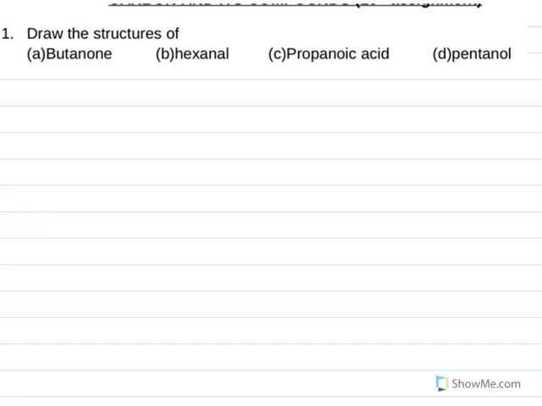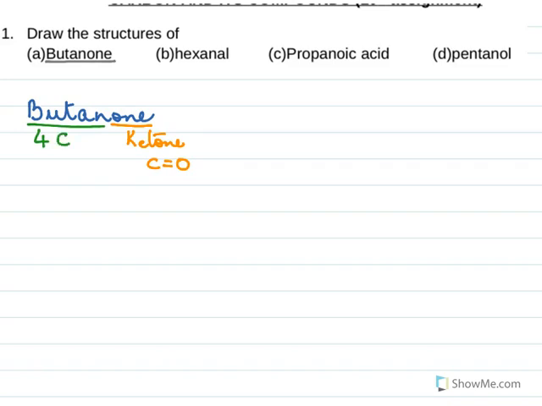Draw the structure of butanone. So ONE means a ketone, and the functional group of ketone is CO, and but is 4 carbon. So this is a 4 carbon ketone. So first we write the 4 carbons: 1, 2, 3, 4.